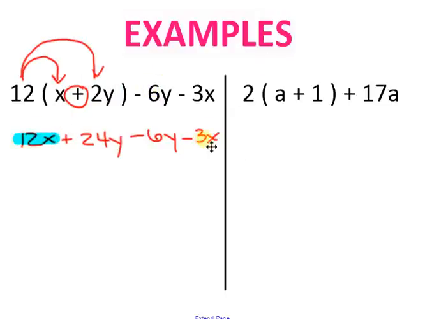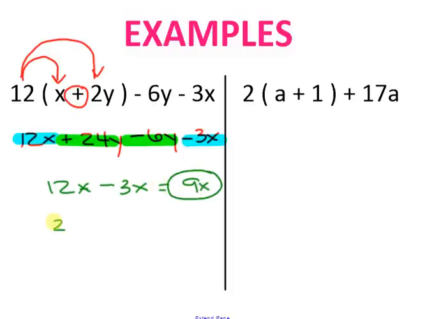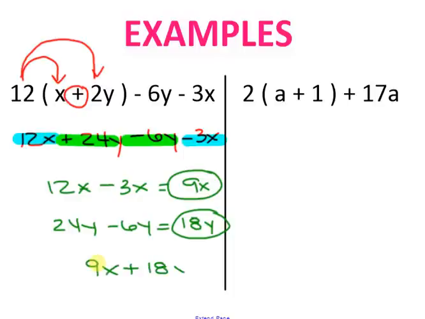Okay. 12x minus 3x. And then we have plus 24y minus 6y. So we have 12x, I keep forgetting that x, minus 3x, which is 9x. And then I have 24y minus 6y, which is 18y. Okay, now what's the order for the final answer? What comes first, x or y? X. So 9x plus 18y. And it's plus because the 18 is positive.